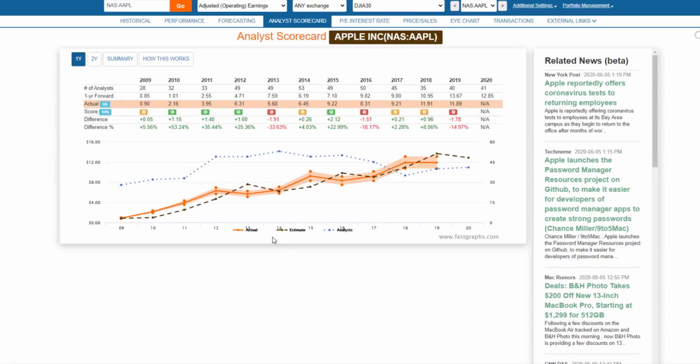And this just tells you how many analysts there were, and this also shows it as a range here. So it just gives you some granularity. The Analyst Scorecard is very, very good.